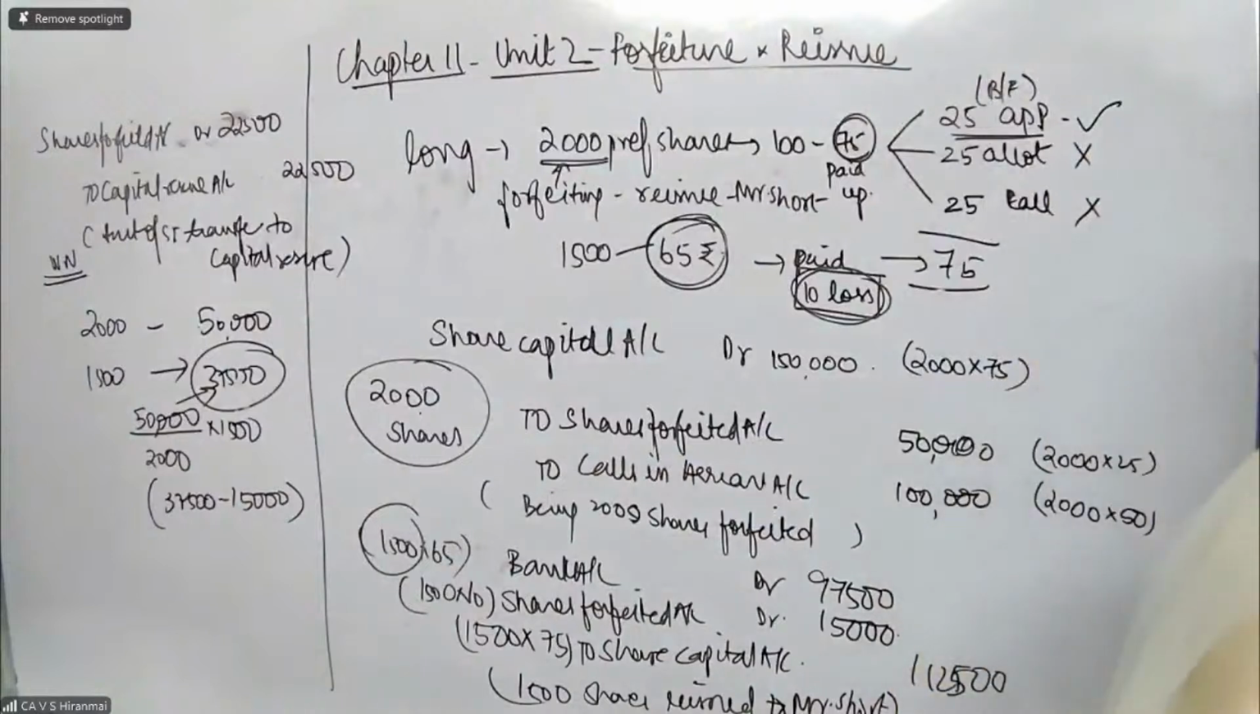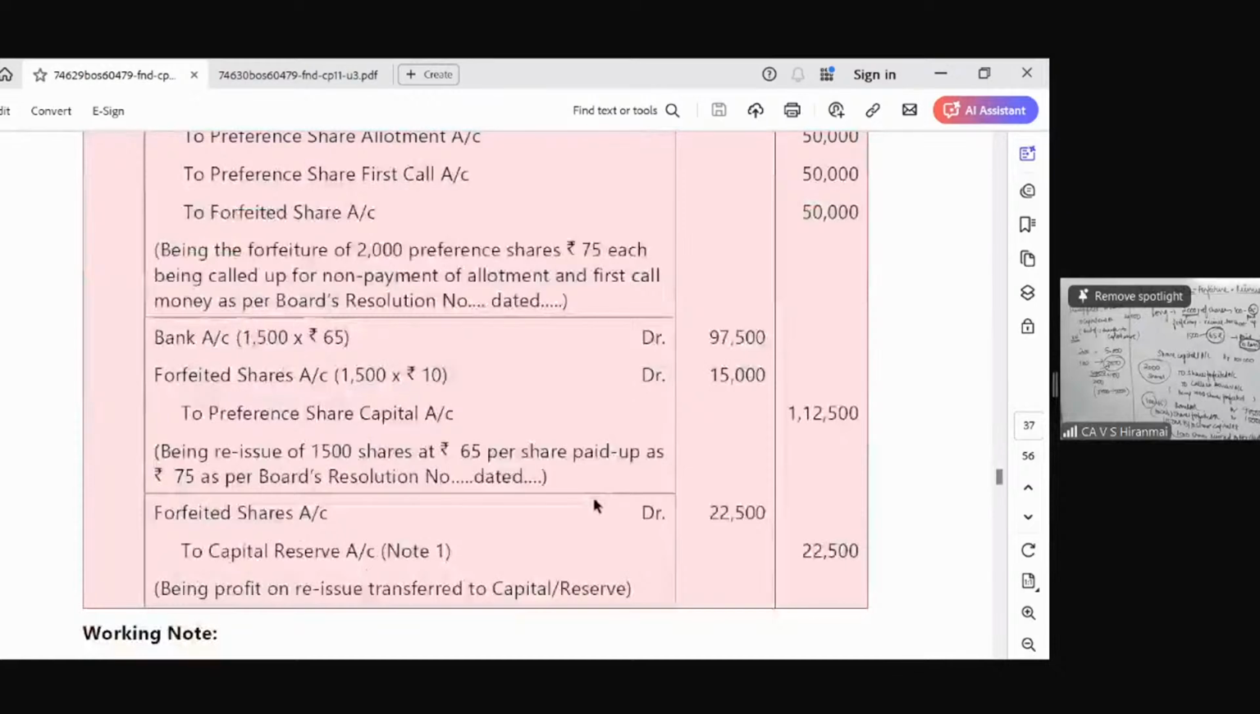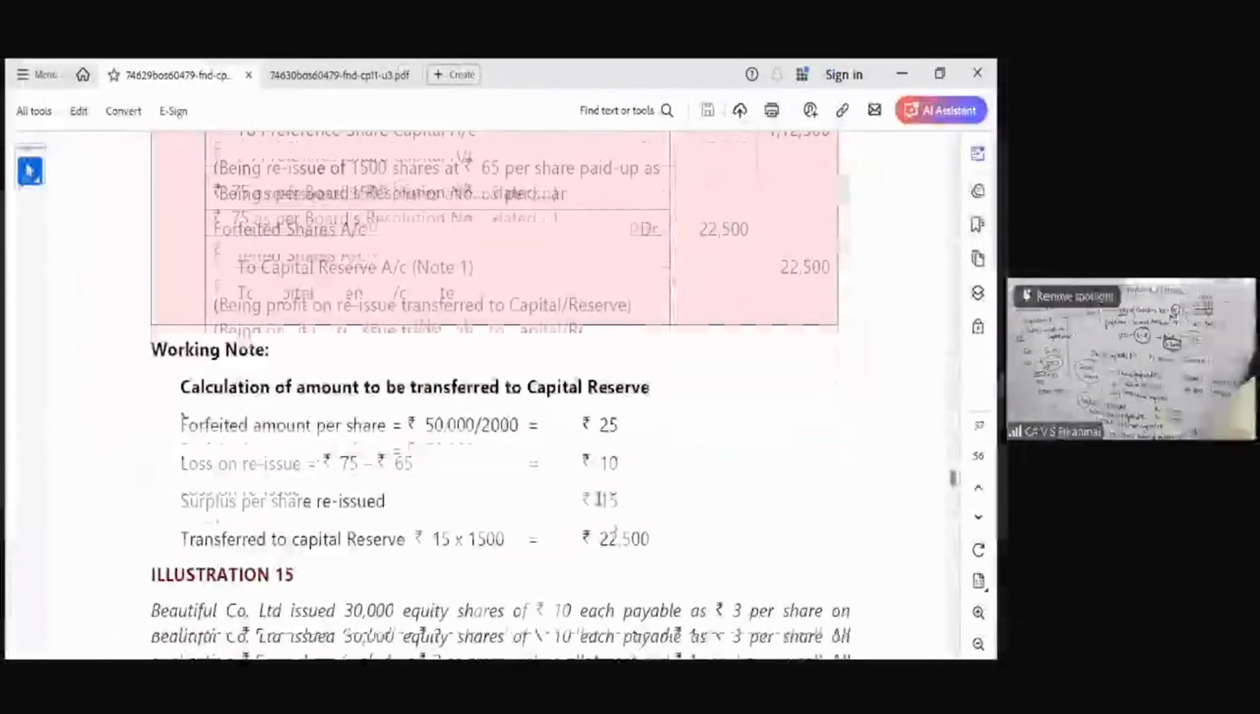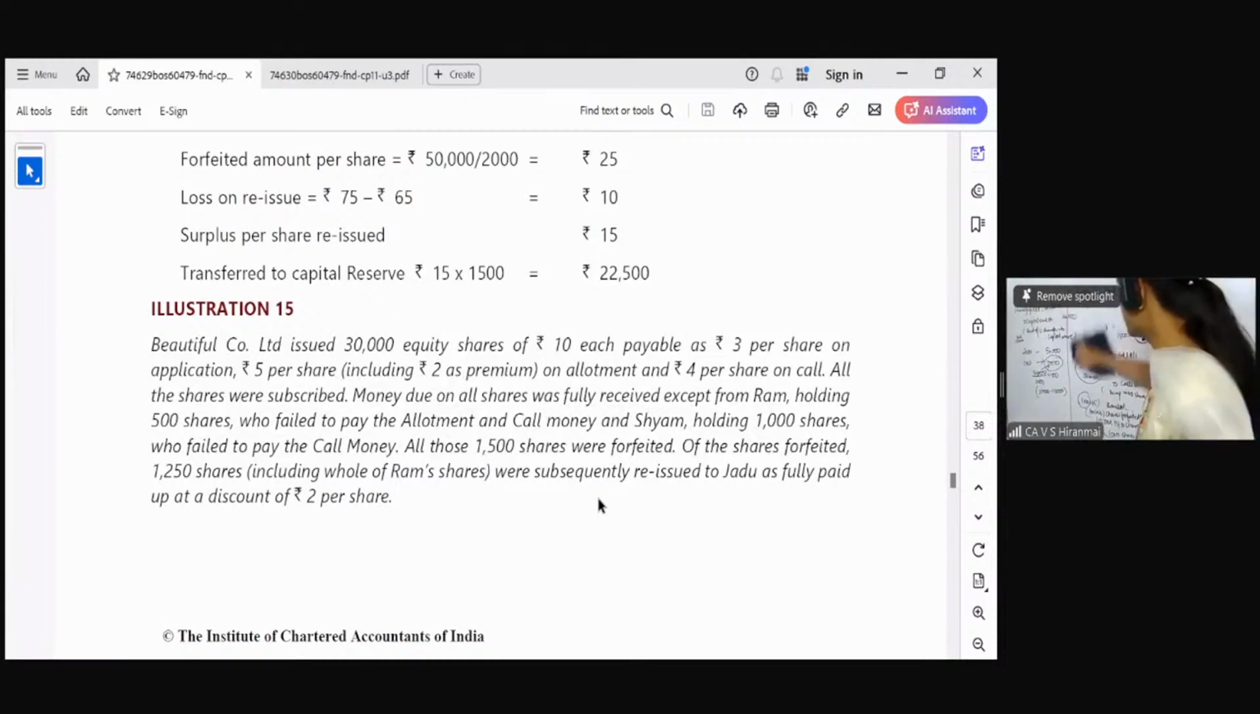So now let us go very quickly to the next important and a full-fledged question wherein we are going to see how this kind of pattern only will be coming mostly in your exam. So they have done the same thing that I have done. Okay, they have given you this particular thing. So this illustration number 15 is an illustration which involves the entire problem. So we will be working out the illustration number 15 now. Beautiful and Company issued 30,000 equity shares. So let me just rub the thing and keep reading the question for you so that we will keep posting the entries. Okay.